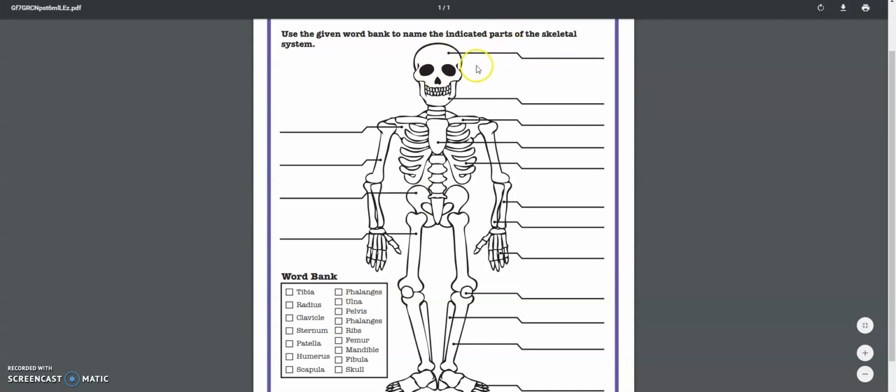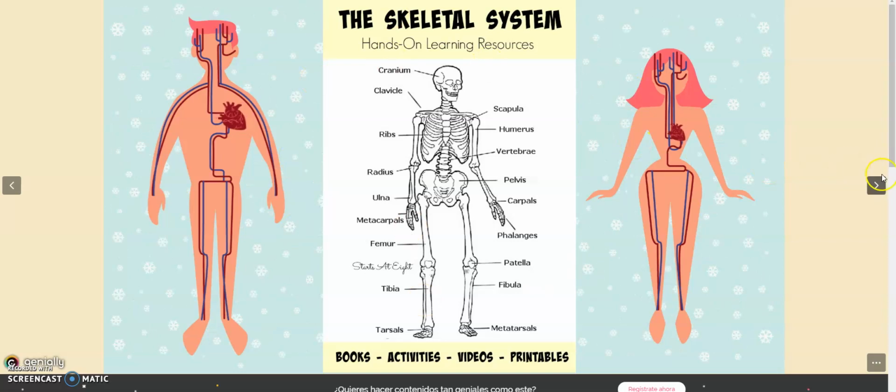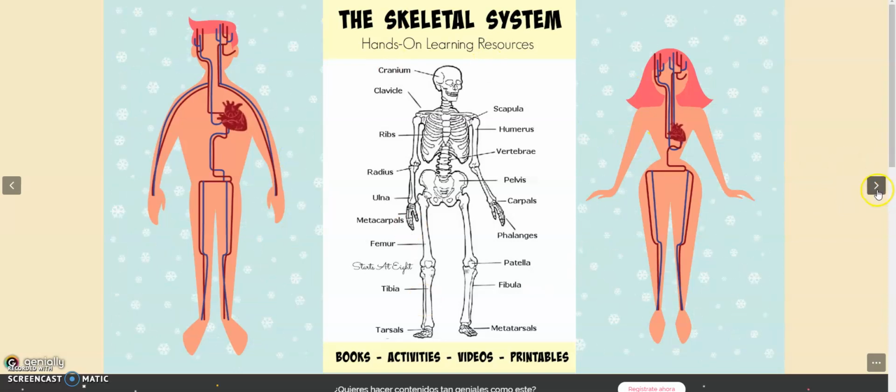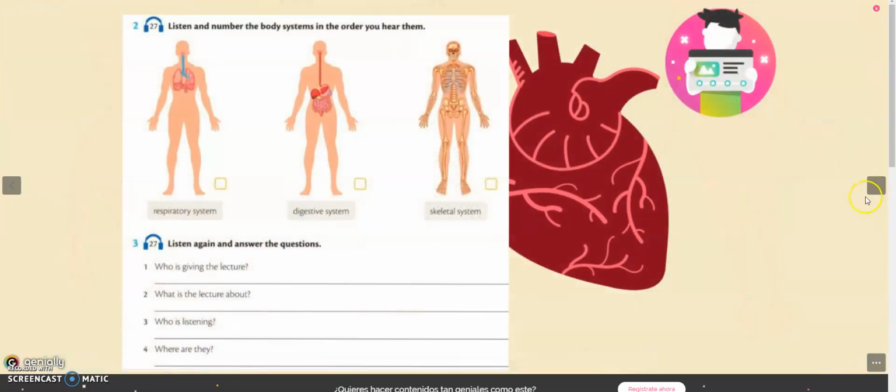And on these lines, we have to write down the names of the bones, okay? So you can find this worksheet in Edmodo, okay? Very good. Let's carry on. So these are the 3 activities for the first week of May. Let's go to the second week.